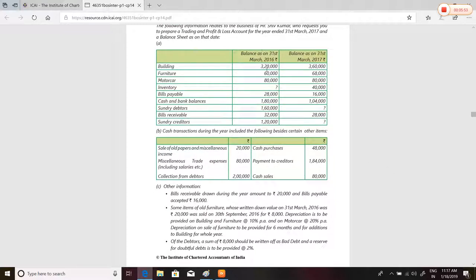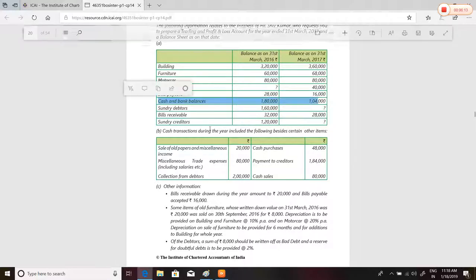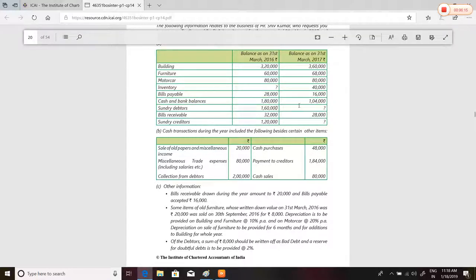See, building opening balance 3,20,000, closing balance 3,60,000, furniture 60,000 and 68,000, motor car 80,000 and 80, inventory question mark and 40. That means we have to find this. Okay, bills payable 28 and 16, cash and bank balances 1,80,000 and 1,04,000, sundry debtors 1,60,000 and question mark. Bills receivable 32 and 28, and sundry creditors 1,20,000, and we have to find out the other.